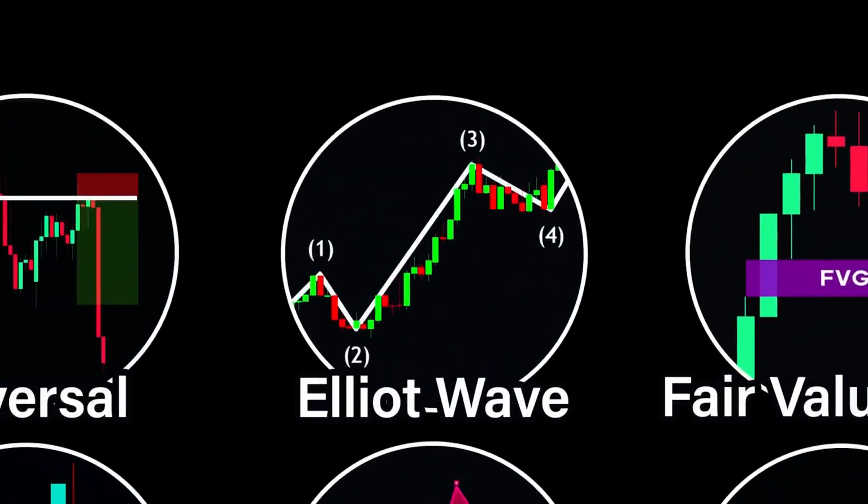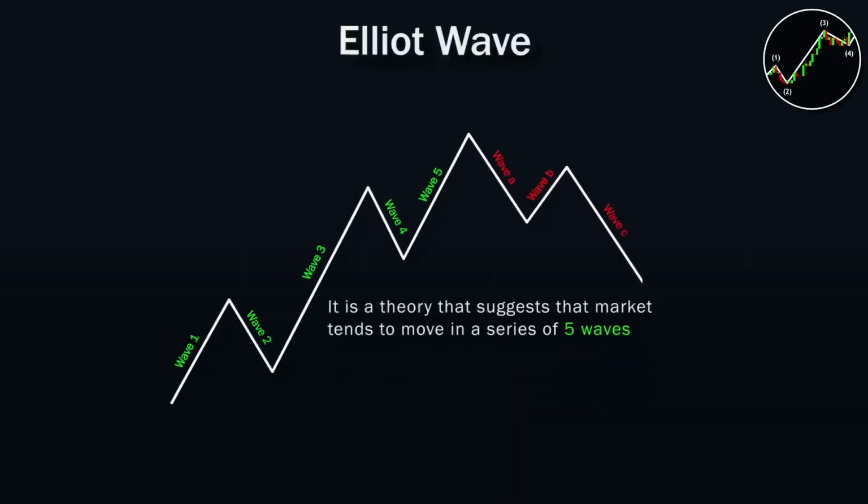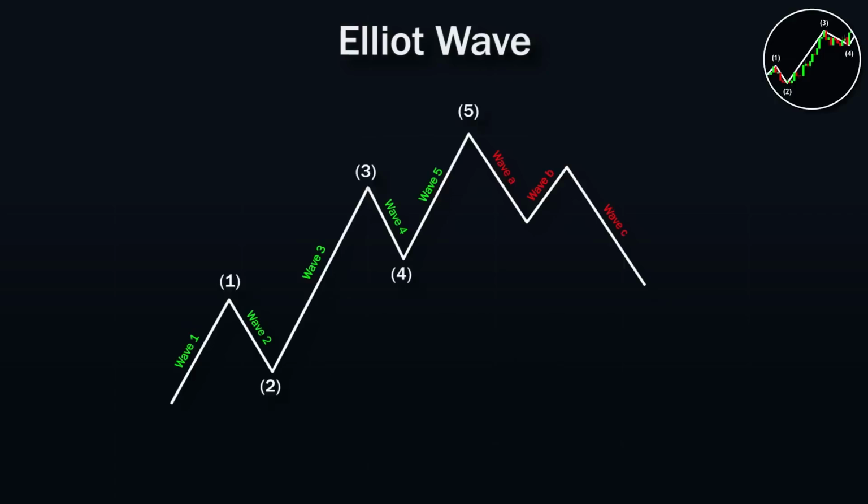Elliott wave. It is a theory that suggests that the market tends to move in a series of 5 waves before reversing and forming another set of waves in the opposite direction. By understanding the Elliott wave sequence, traders could predict where the price is heading. By following the pattern in a chart, we can label each point of the waves as 1, 2, 3, 4, 5, and ABC.